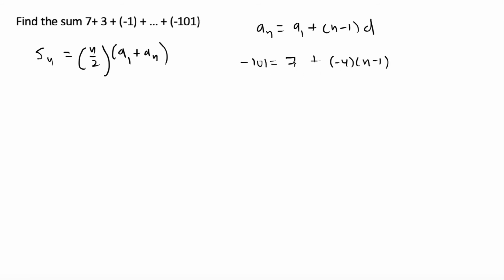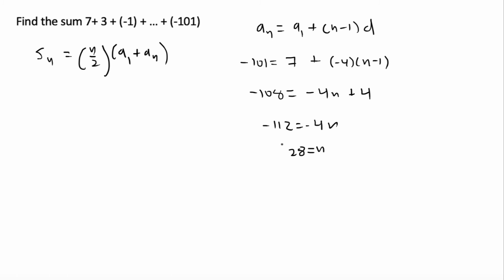And remember, that's going to tell us which term in the sequence -101 is. Okay, so if you subtract the 7 from both sides here, we get -108. I'm going to take this off the parentheses and then distribute through the -4. So we get -4n plus 4 here. We'll subtract the 4 from both sides, so -112 equals -4n. And now when we divide both sides by -4, n is going to equal positive 28.